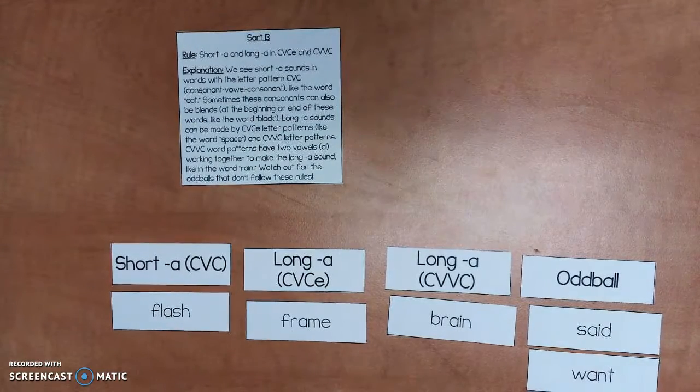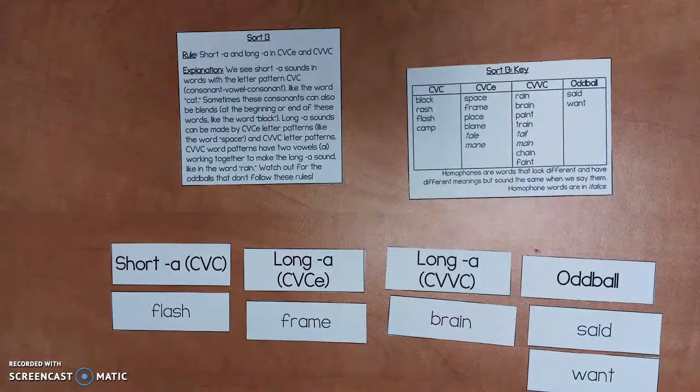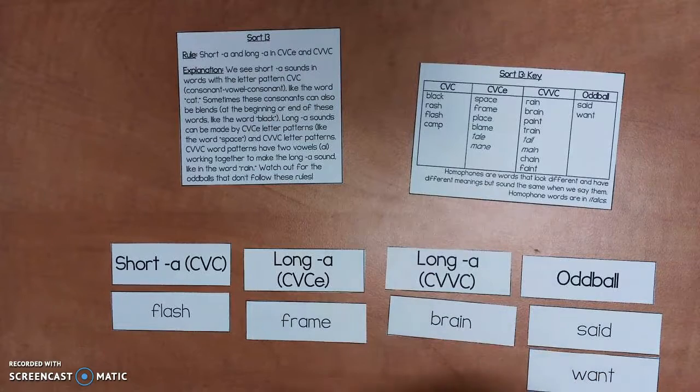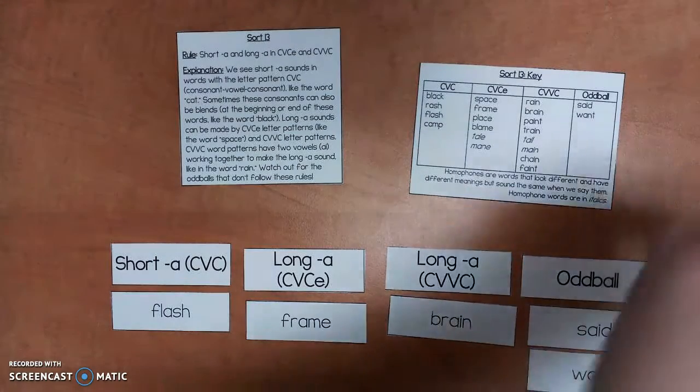That's an oddball, okay? Now, this sort also introduces words that are homophones. Homophones are words that look different and have different meanings, but sound the same when we say them. So they look different, they mean different things, but when we say them, they sound the exact same. So let me see if I can find some here within all of my words. Okay, here's some.